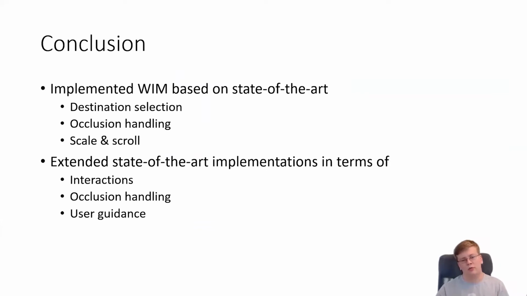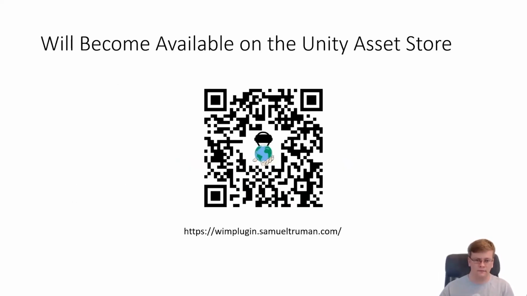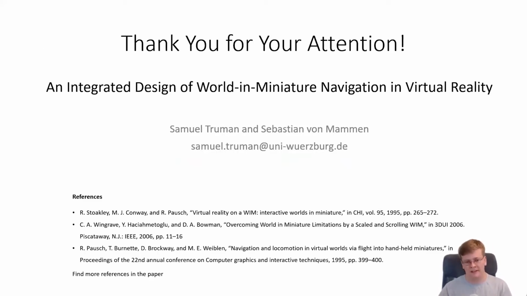So to sum things up, we've implemented a virtual miniature navigation technique, integrating all the different extensions we could find. And also we've implemented a few new features to improve user interactions, occlusion handling, and also user guidance. This virtual miniature navigation toolkit will become available in the Unity Asset Store. And once the Asset Store page is online, you can find it under this URL. We also plan to conduct a user study to evaluate the usability of our new features. Thanks for your attention.